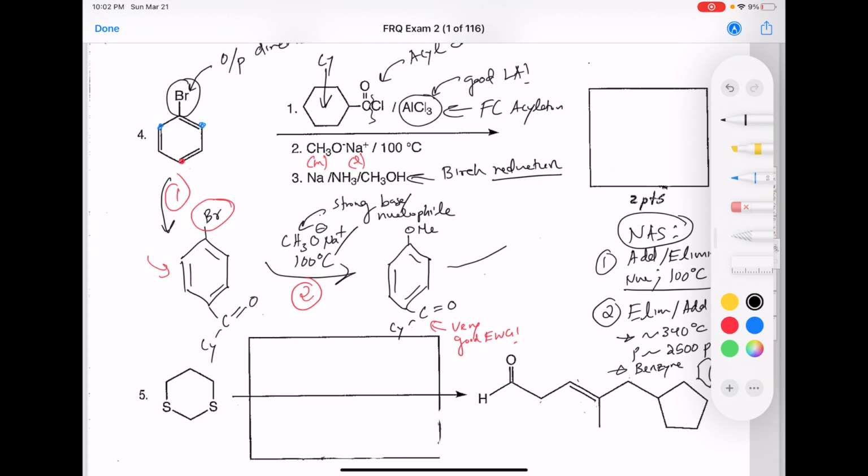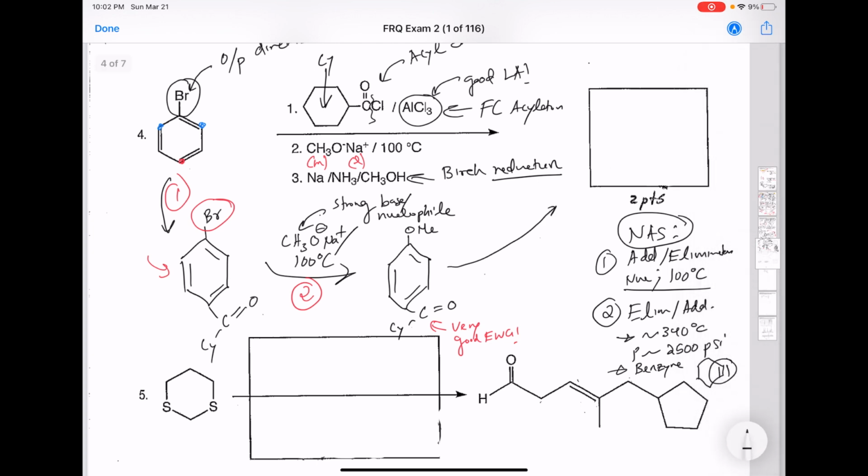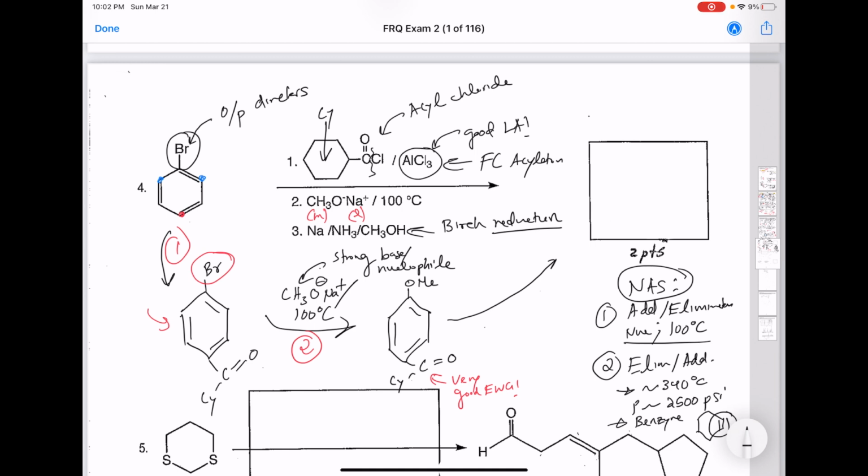So I'll write out the structure just so it makes a little bit more sense. I won't, again, show the mechanism, but basically you have your acyl group, but originally, look what happened here. In this case, there were no hydrogens here, right? There were no H's here. There were no H's here, right? But in the Birch reduction, because this is a strong electron withdrawing group, there will be a hydrogen added here. And that is a reduction.